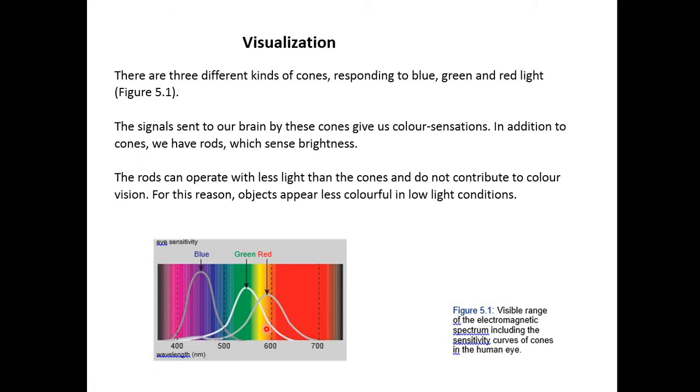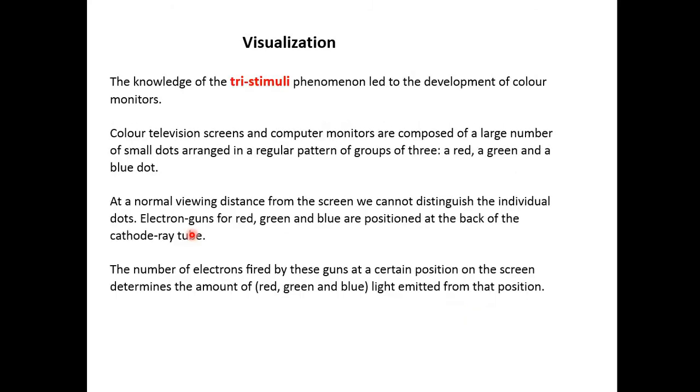You can see here we have different types of wavelength, blue, green, and red. Our eye is more sensitive to blue wavelength. You can see the reflectance of blue is more than green and red. Visualization works on the tri-stimuli phenomenon, the development of colors on our mobile screen, TV screen, or any monitor.